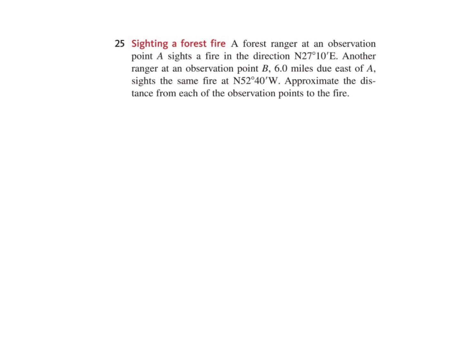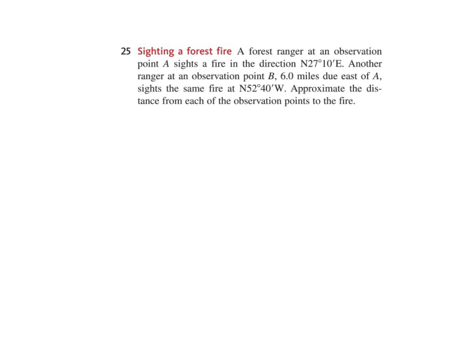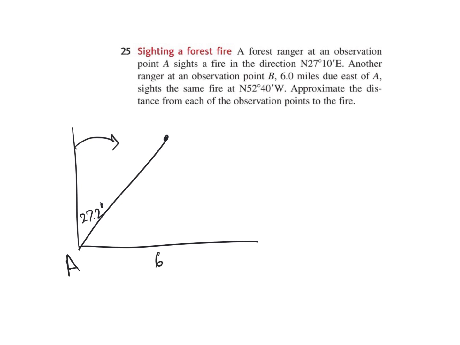Okay, a forest ranger at an observation point A sights a fire in the direction of north, 27 degrees, 10 minutes. So north and then east is 27 and 10 minutes. 10 divided by 60 gives 27.2 degrees. All right. Another ranger at an observation point B, 6 miles due east of A, sights the same fire at north 52 degrees, 40 minutes west.